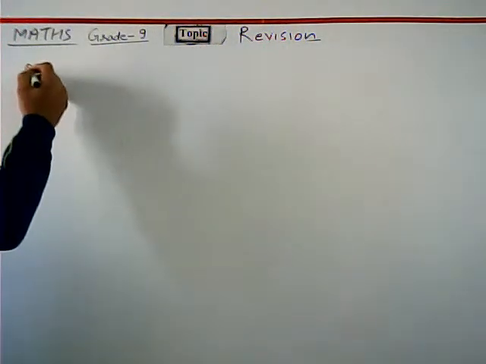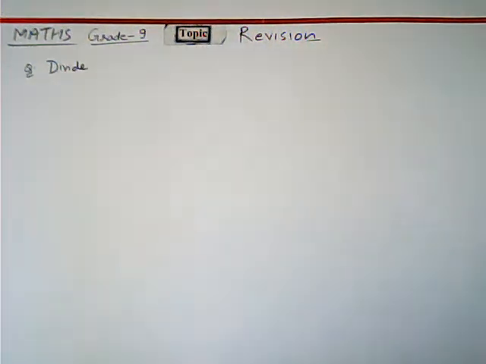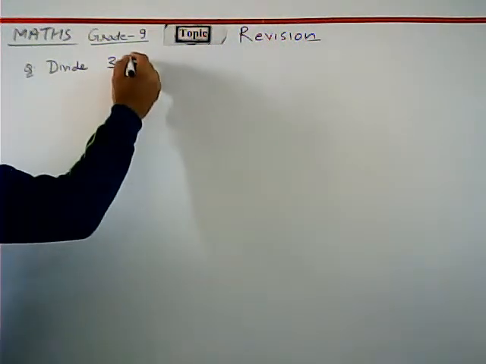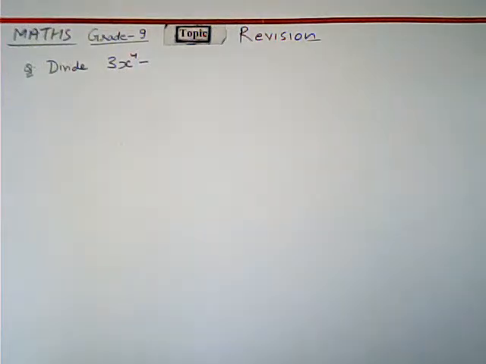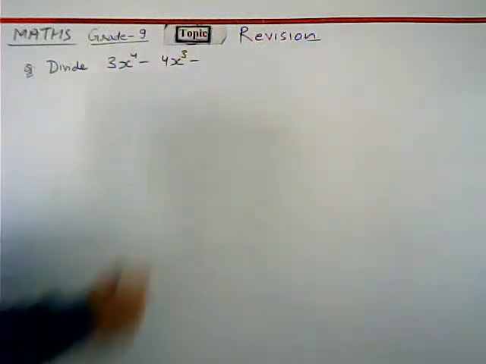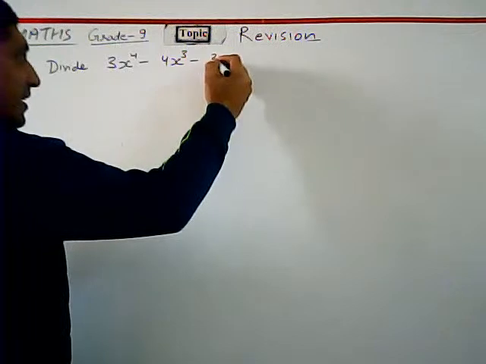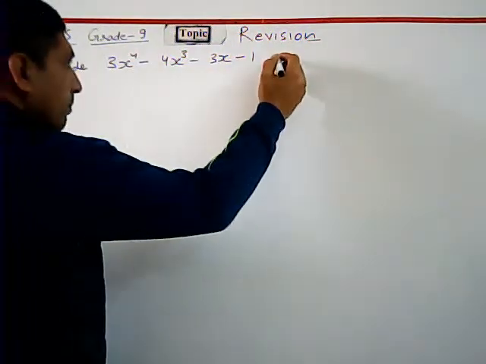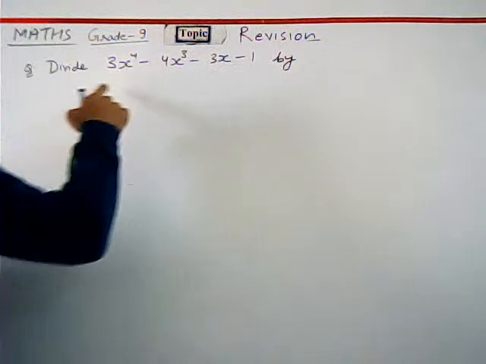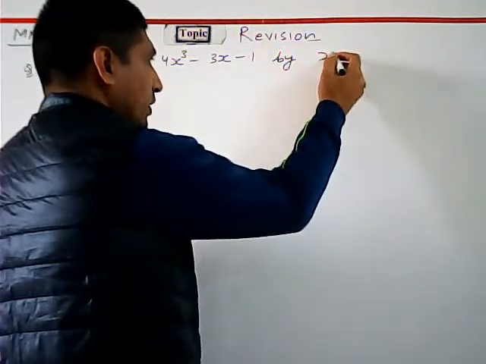Divide the polynomial 3x^4 - 4x^3 - 3x - 1 by x - 1.